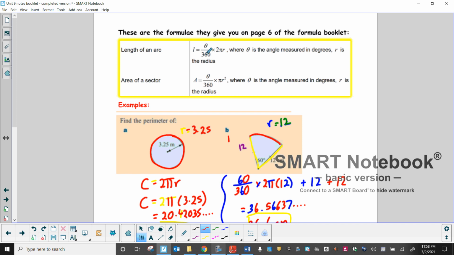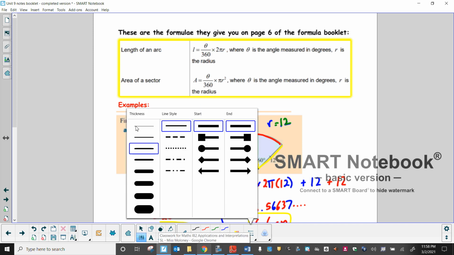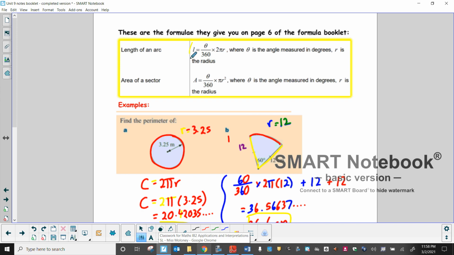Length of an arc. Length of the arc is theta over 360 times 2 pi r. Done. Theta is the angle in degrees, r is the radius, just to remind you of that. I'm just going to put that in a little circle so you can see that's the formula because there's all this writing around it. So that's the length of the arc. Area of a sector is the same thing, angle over 360 times pi r squared.